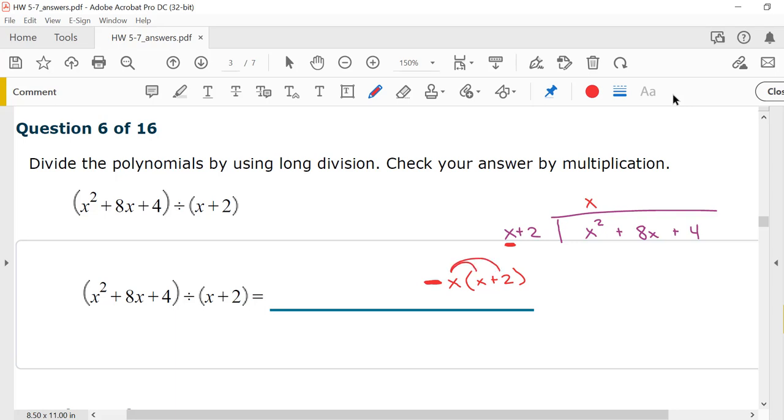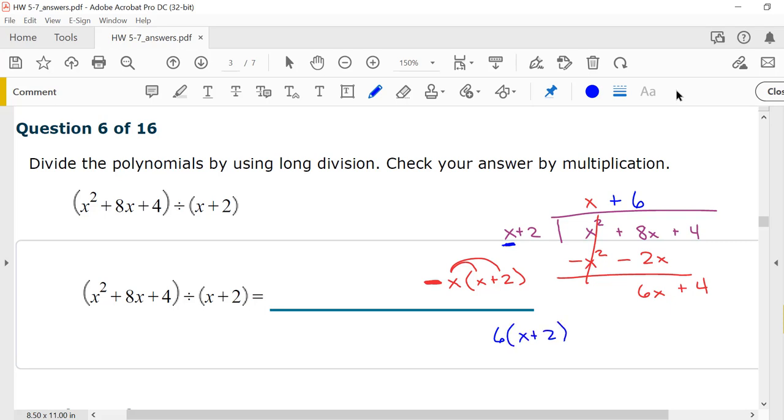So here we go. I get negative x squared. And then I get minus 2x. X squared minus x squared is gone. 8x minus 2x is 6x. And don't forget to drop down the rest of your polynomial, plus 4. All right, now let's go do the same thing. X times what gives me 6x? The answer is 6. So I want to multiply 6 times x plus 2.